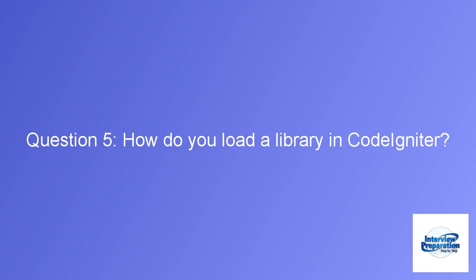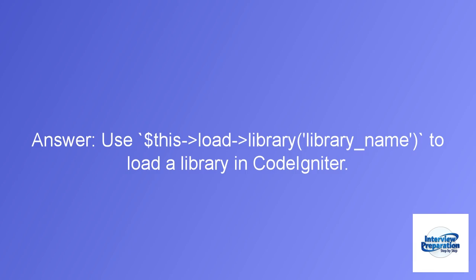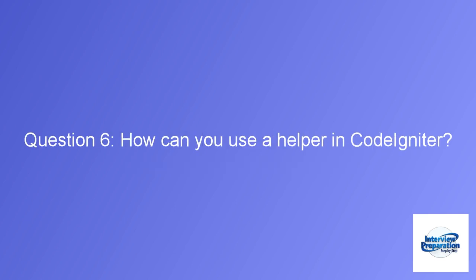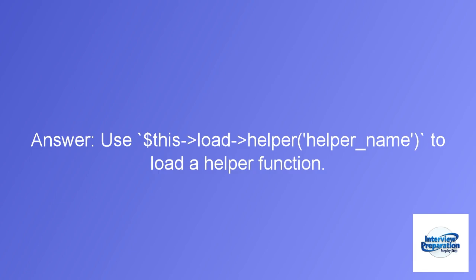Question 5. How do you load a library in CodeIgniter? Answer. Use $this->load->library('library_name') to load a library in CodeIgniter. Question 6. How can you use a helper in CodeIgniter? Answer. Use $this->load->helper('helper_name') to load a helper function.